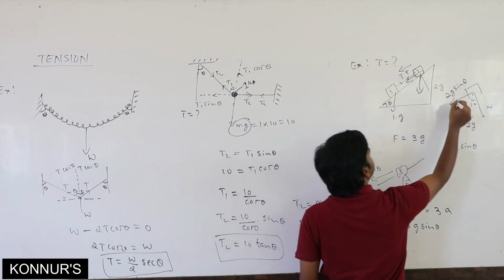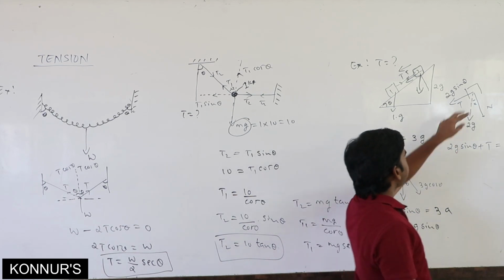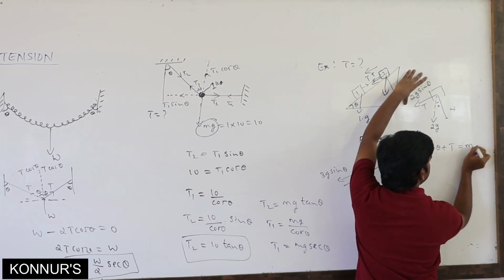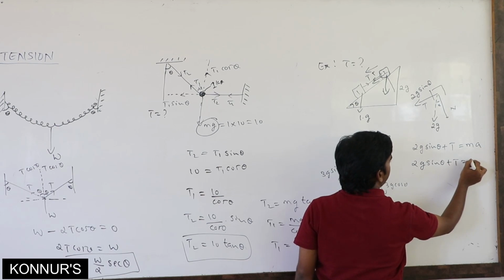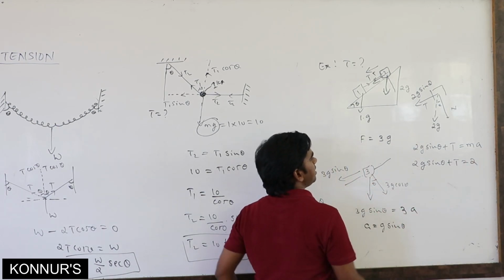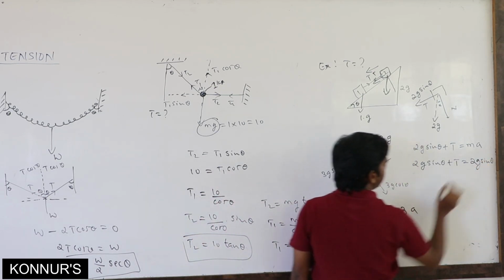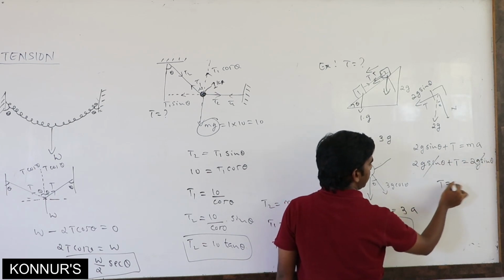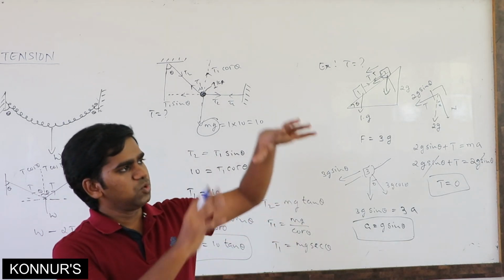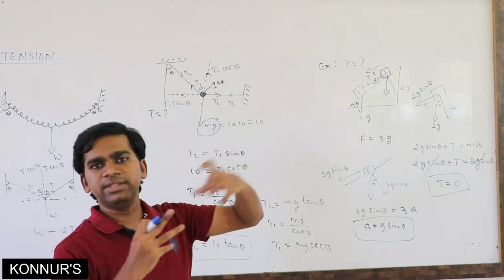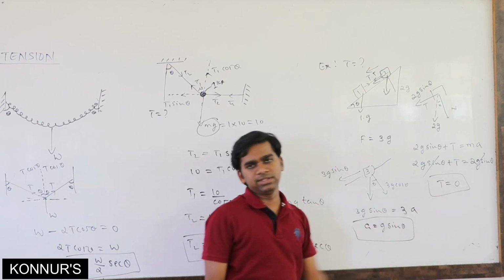One more force is there, that is tension. So you can write plus tension equals to, what is the net force? Net force is mass into acceleration. So 2g sin theta plus T equals to, mass of body is 2, and the common acceleration we found out is g sin theta. So 2g sin theta will get cancelled, and tension will become 0. That is why when the two bodies are connected and sliding, there is no tension between them. They cannot offer any tension over there.